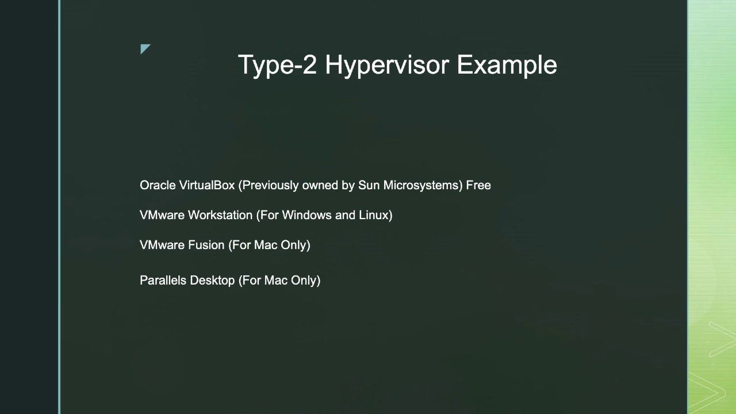Some examples of type 2 hypervisors are Oracle VirtualBox. This is free, so most of the time we will be using this. Some of you who have the liberty and access to VMware Workstation or VMware Fusion can use this. But VirtualBox is something all of us will have access to because it's absolutely free. You can just download and install. So we will be using the type 2 hypervisor, VirtualBox.